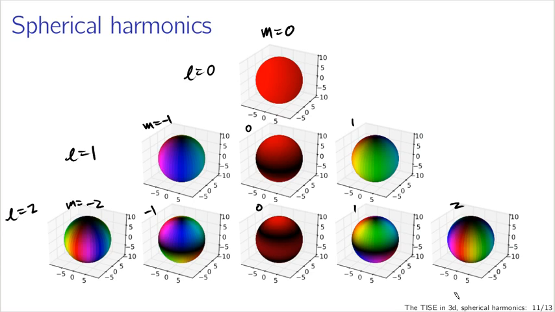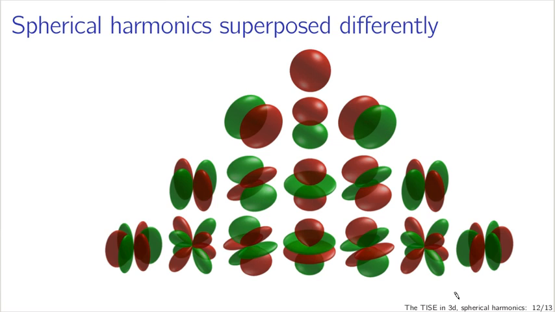This is only one way of representing the spherical harmonics. Just to show you another way that might look a little more familiar, this is the same sort of plot, only now showing red and green as opposite phases. Essentially, this is a different superposition of the phi part of the spherical harmonics.